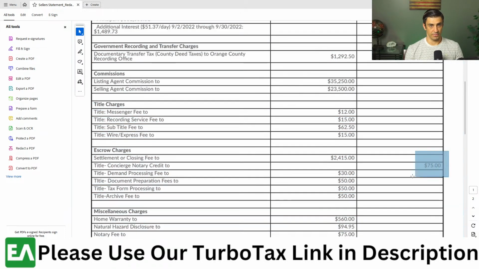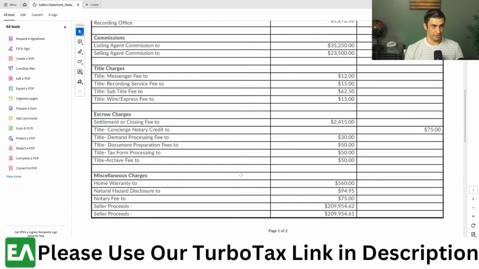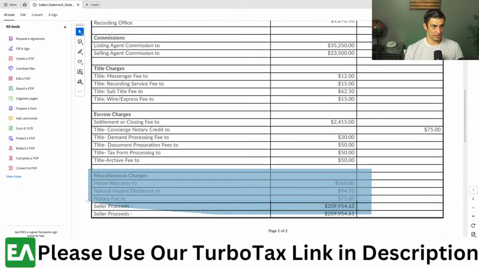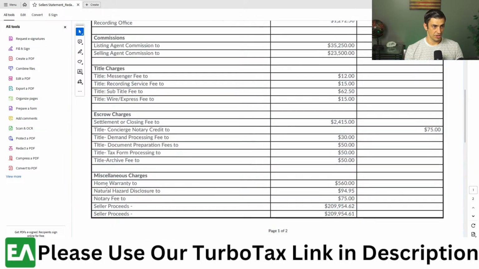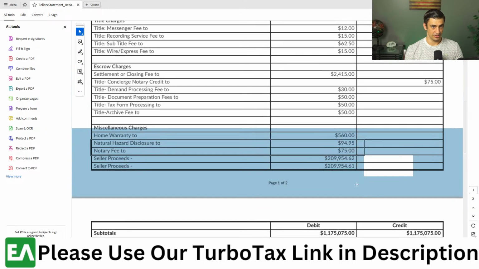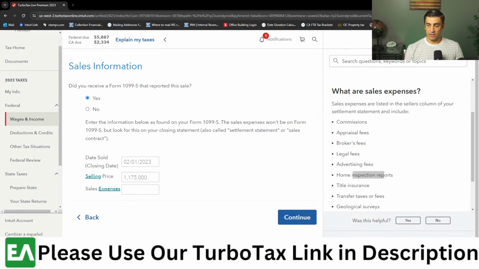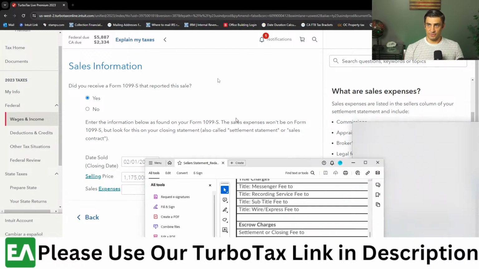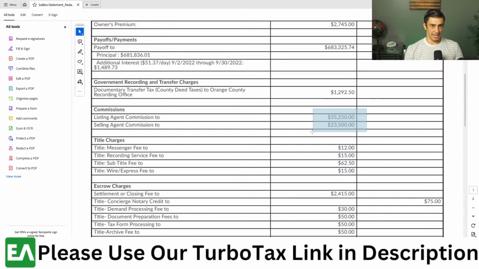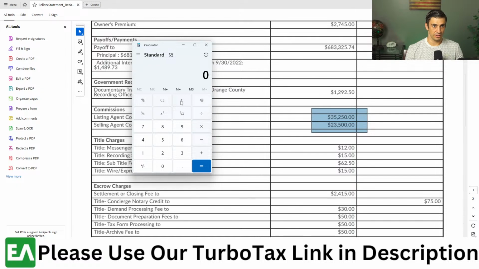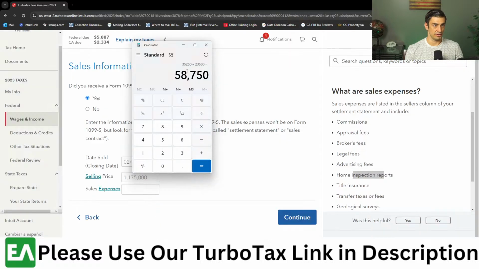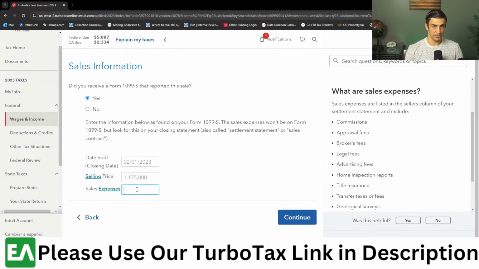So there's a credit, so you would have to minus this out, but we're going to add all of those up. A lot of these are miscellaneous charges. The home warranty would be a no. These two would be a yes in terms of deducting those out. So we could put all those there. You know what? Just for simplicity, I'm just going to take these big numbers here. So let's whip out our handy-dandy calculator. 35250 plus 23500. Look at that, $58,000. My gosh, realtors making some money there. Okay, we're going to hit continue.